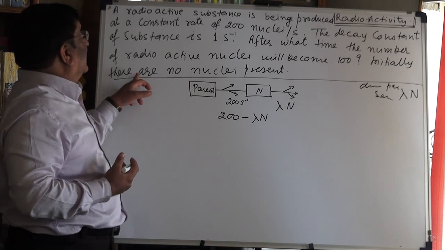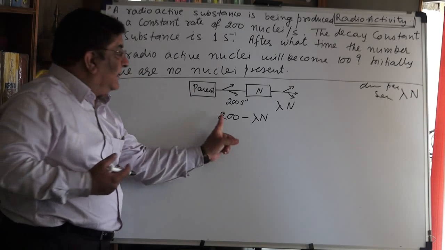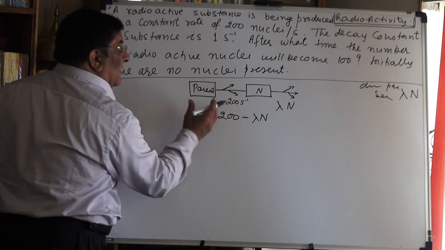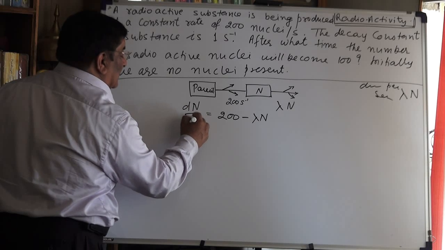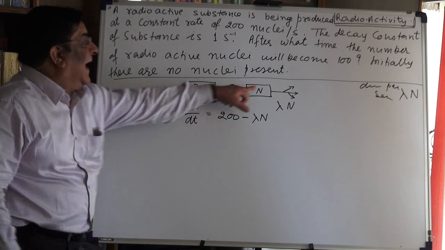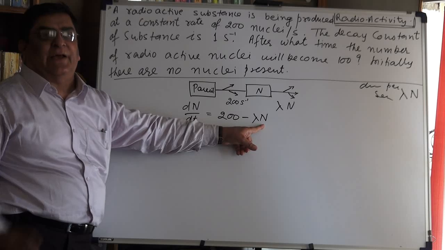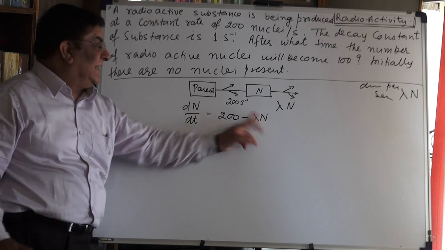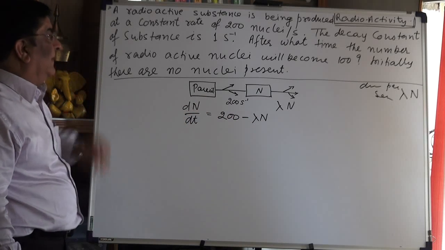Initially, how many were there? Initially, there were no nuclei present. So in every 1 second, so much are added. What can we say mathematically? This is dN by dt, the rate of change of nuclei N. This is changing at the rate of 200 minus lambda N. I hope it's clear now. 200 produced, lambda N disintegrated. So there is a change of 200 minus lambda N, dN by dt.